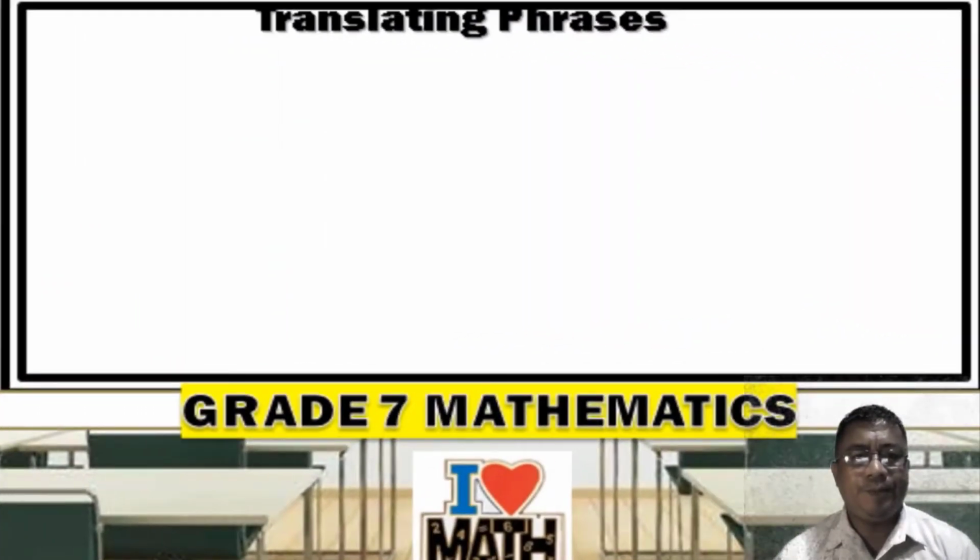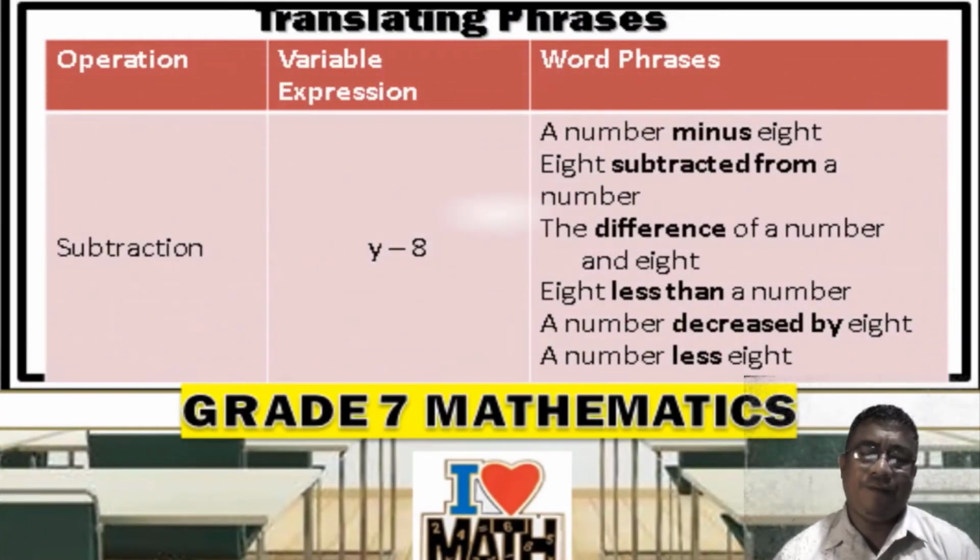Moving on, we have the subtraction operation. The expression is y minus 8, and if we're going to translate it into phrases, we have a number minus 8, 8 subtracted from a number, the difference of a number and 8, 8 less than a number, a number decreased by 8, a number less 8.